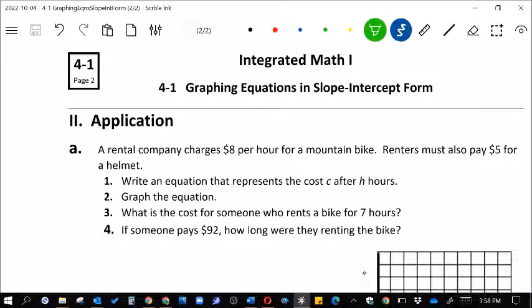Welcome. Let's look at applications of using the slope-intercept form or graphing equations with it. So let's analyze what's happening here.